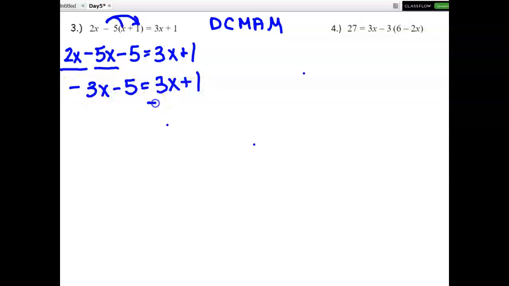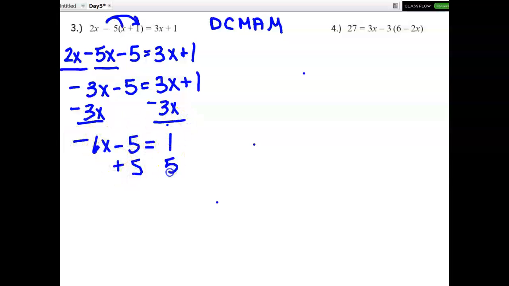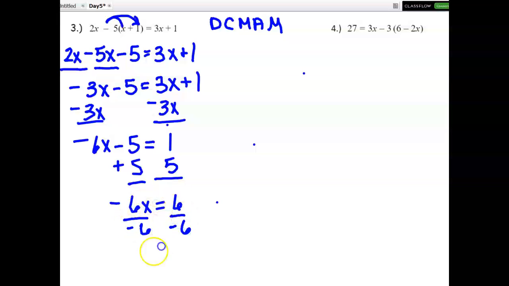Now I move the variable, so I'm going to subtract 3x from both sides. And when I do that, I get negative 6x minus 5 is equal to 1. And then I'm going to add 5 to both sides. And when I do that, I get negative 6x is equal to 6. And then I'll divide by a negative 6. My x is equal to negative 1.